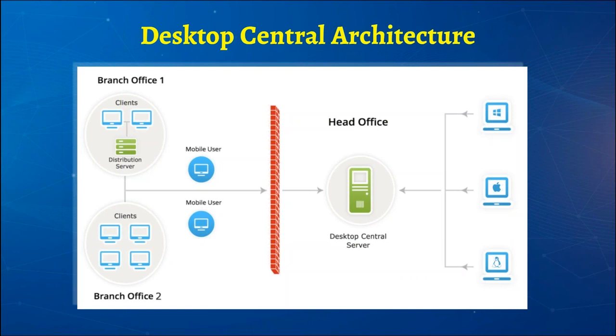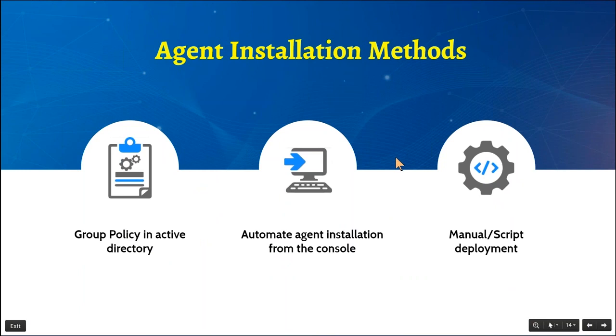It is the demilitarized zone. It is where you can place your server in secured hosting so that the client machines can reach the server in a secured way. We'll also see how to install the agents on the client machines. Agents should be installed on all the client machines in order to manage those machines with Desktop Central. Agent installation can be done in multiple ways.